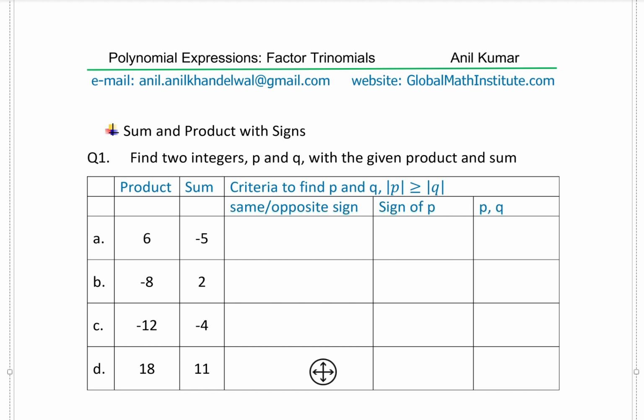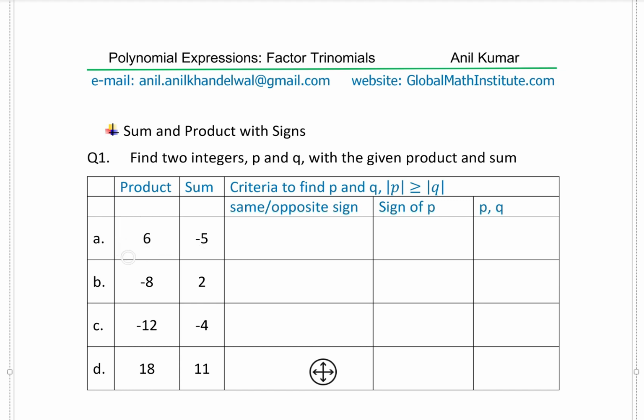So in this exercise, here is a question for you. Find two integers p and q with the given product and sum. So we are given a set of products here and a set of sums. You need to figure out what these two numbers could be. Now I have chosen sets which will give you exposure to all possibilities. The first problem here is that we are given the product as 6 and the sum is -5.